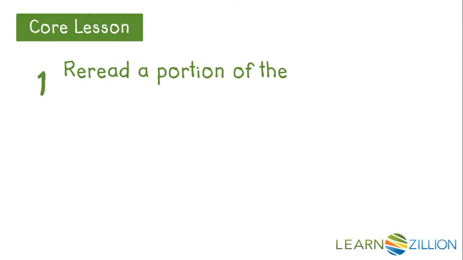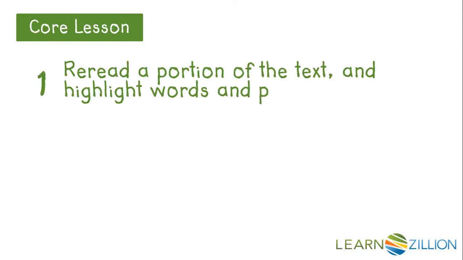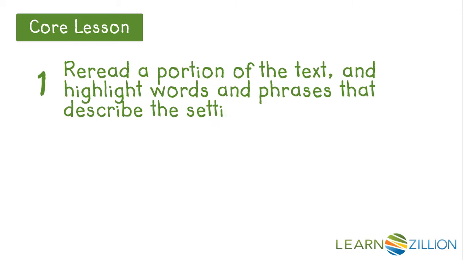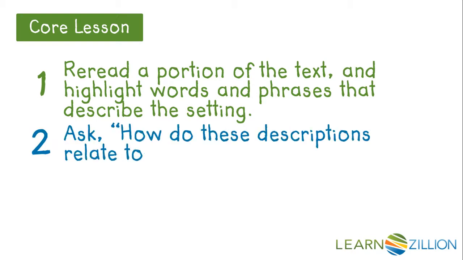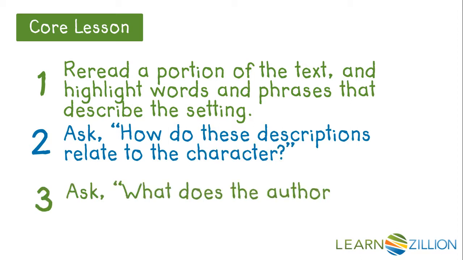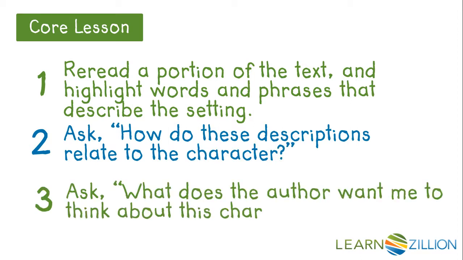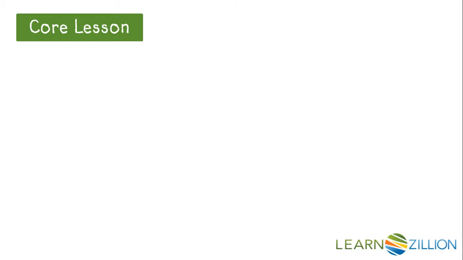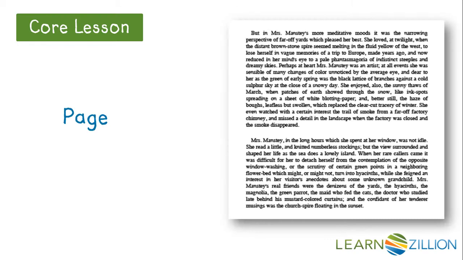First, we will reread a portion of the text and highlight words and phrases that describe the setting. Then we will ask ourselves, how do these descriptions relate to the character? And finally, we will ask, what does the author want me to think about this character? Let's start by looking on page 3.